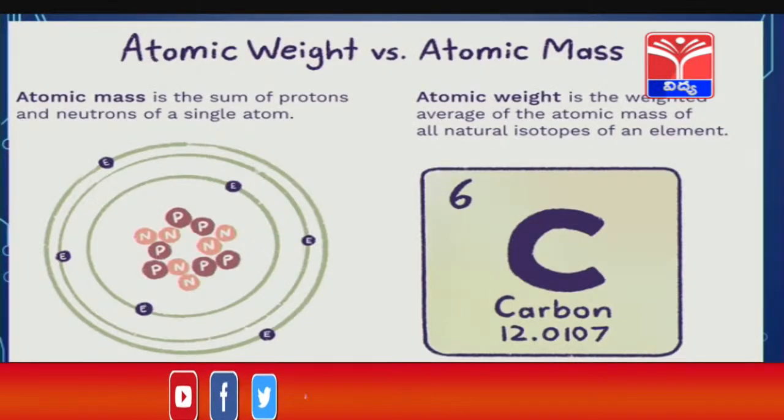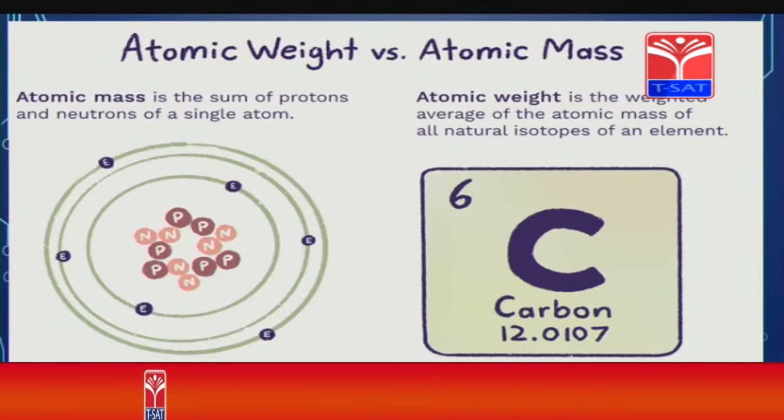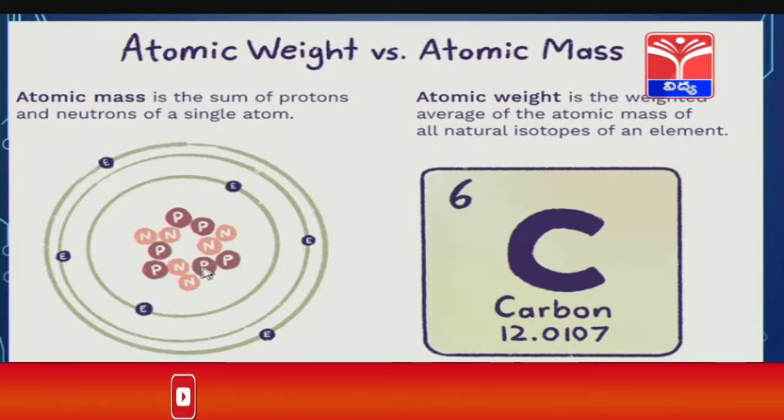Atomic weight versus atomic mass. Atomic mass is the sum of protons and neutrons of a single atom. Now, we know that the atomic number of carbon is 6 and the atomic mass of carbon is 12. That means there are 6 protons and 6 neutrons in this atom. So, the total atomic mass of a carbon atom is 12.